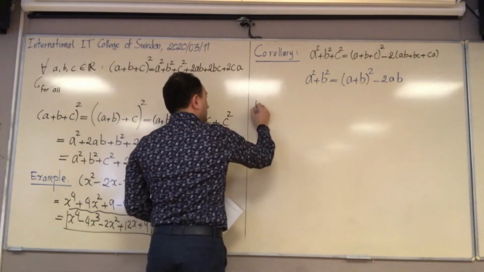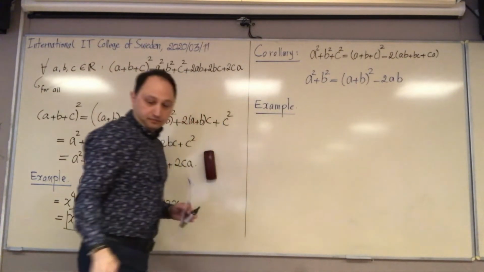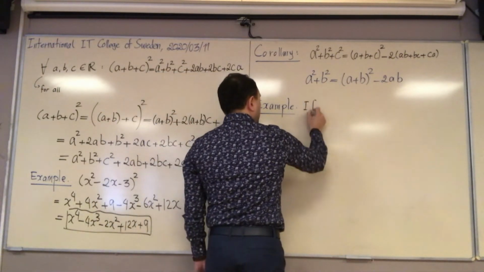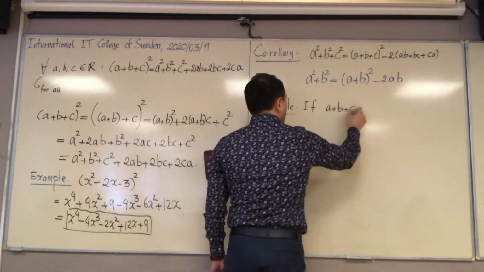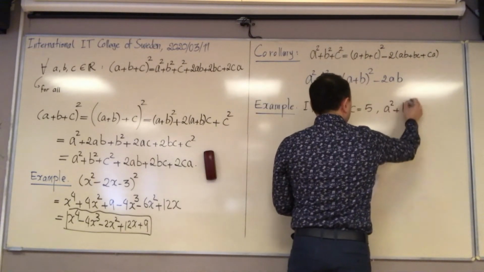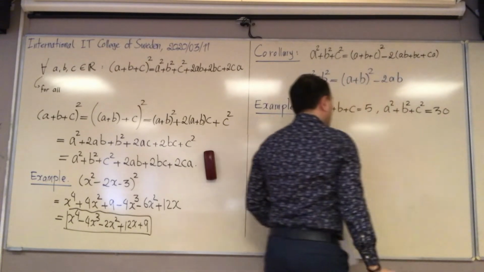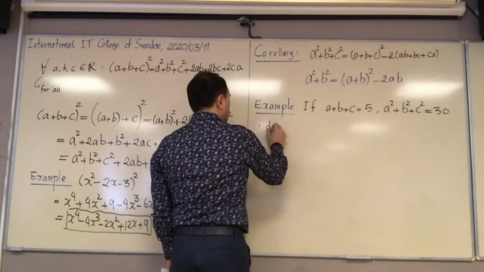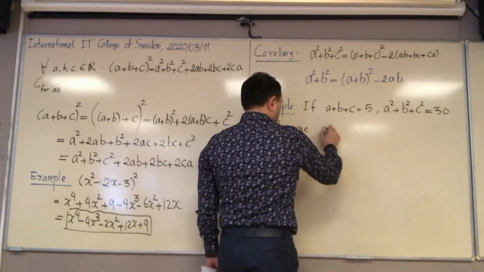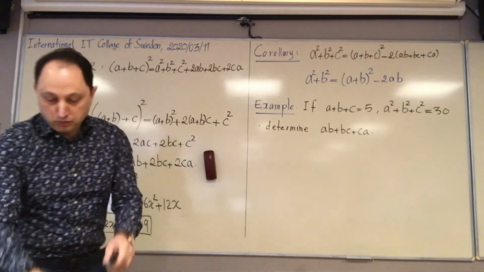So example, if a plus b plus c is 5, a squared plus b squared plus c squared is 30, determine ab plus bc plus ca. Okay, let me write one more thing.